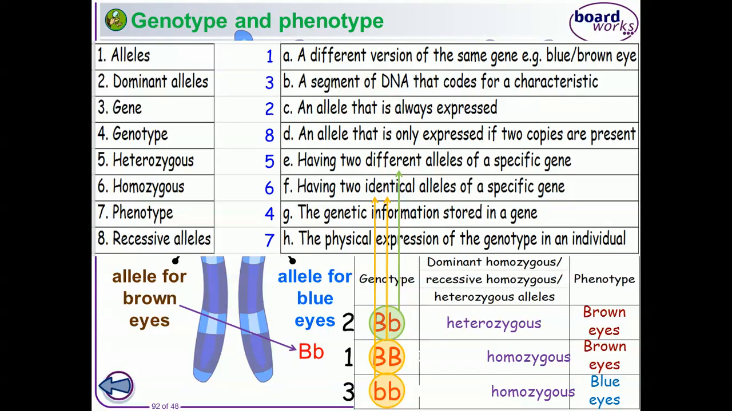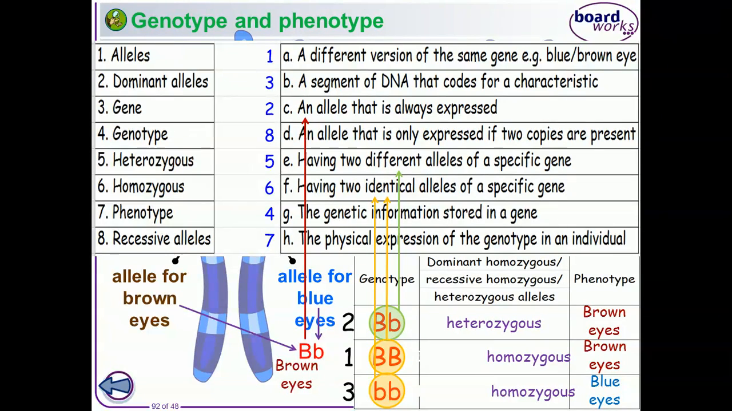Now if we look at person 2, they have got a capital B allele and a lowercase b allele. The capital B allele represents the brown eye allele, and the lowercase b is the blue eye allele. And then if you look at their phenotype, they are expressing brown eyes. So that means that they contain a brown eye allele and a blue eye allele, and the brown eye allele is the one that's being expressed. This means that the brown eye allele must be the dominant allele.